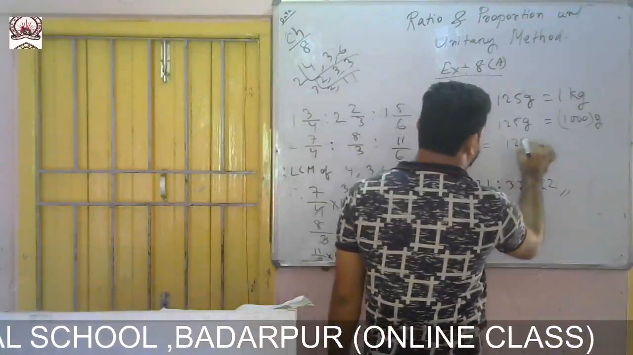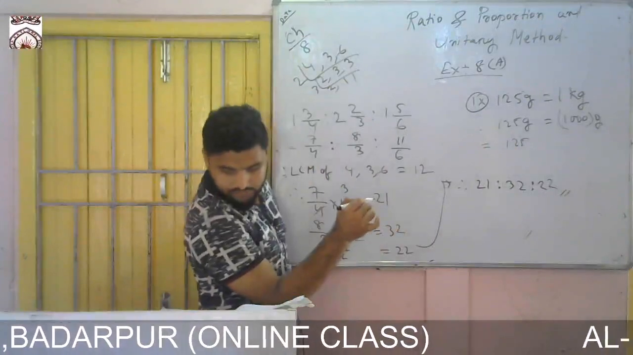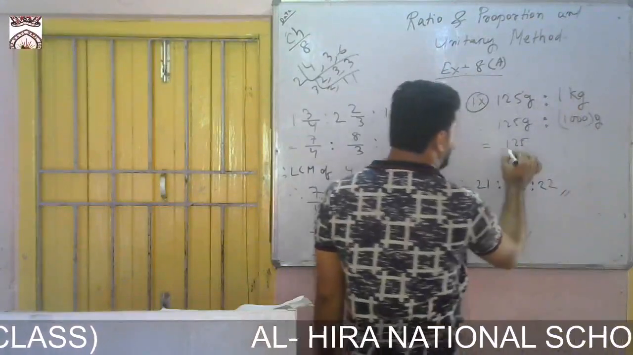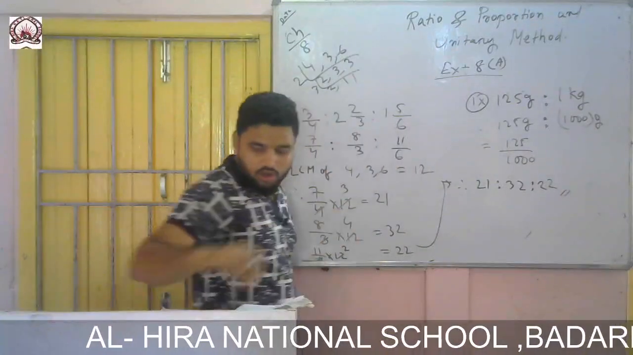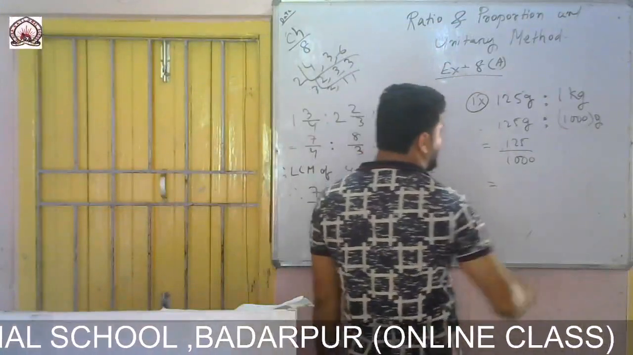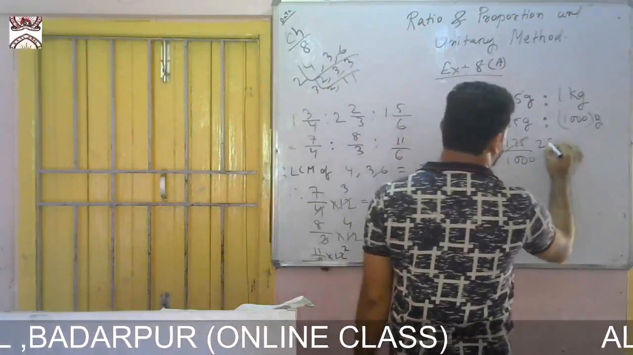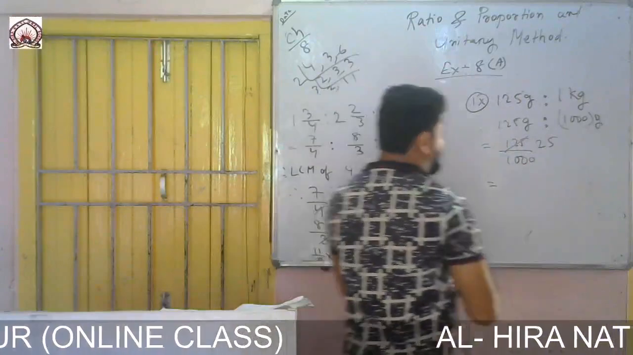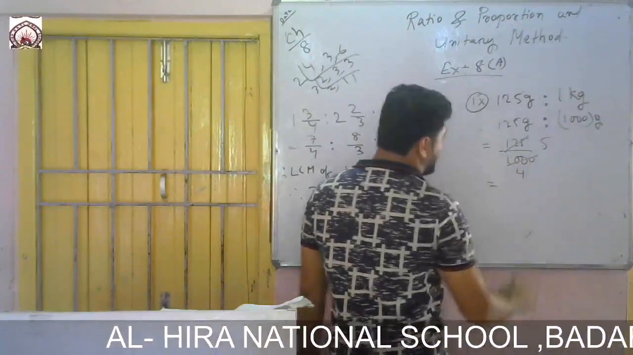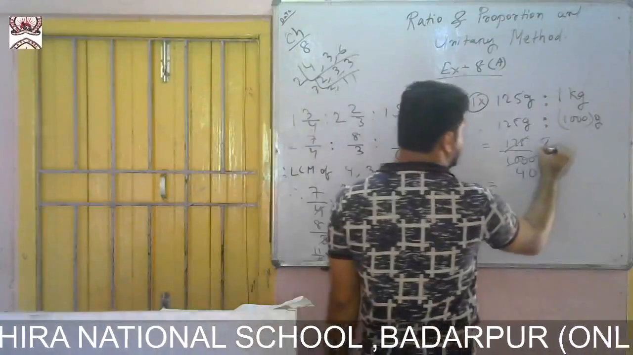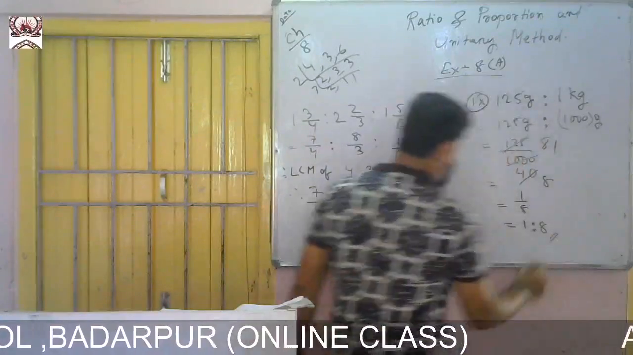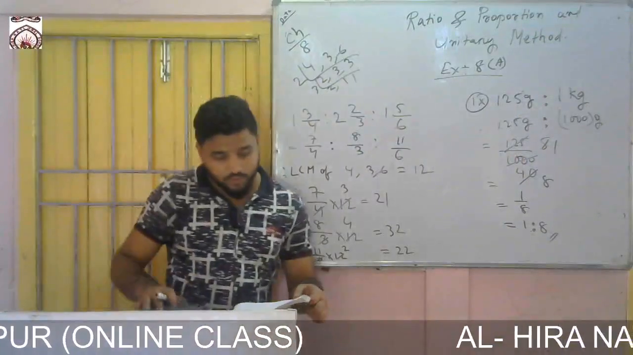Now you can write 125 by 1000. Now to cancel it, 5 25s are 125, and 5 200s are 1000, 5 1s are 5, 5 8s are 40, so 1 by 8, that means 1 is to 8, that is the answer. Now come to question number 10.